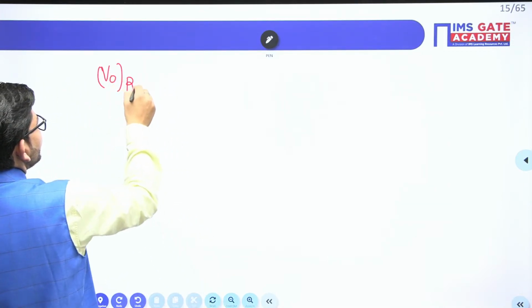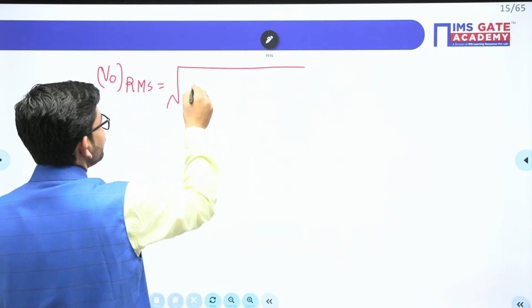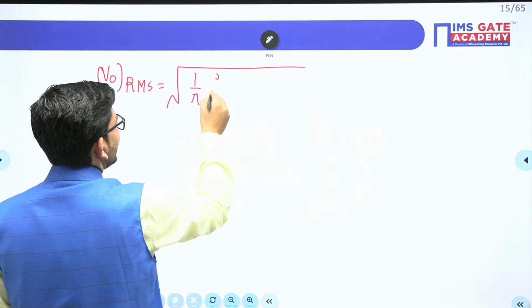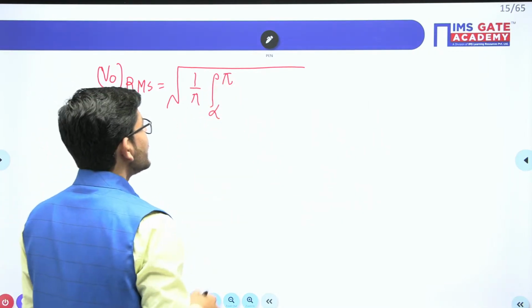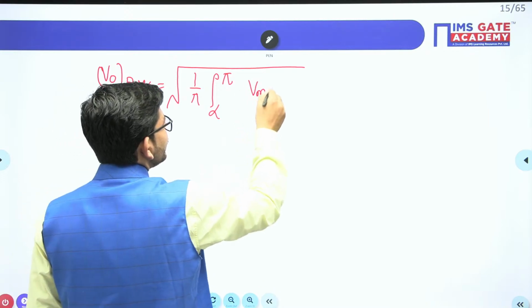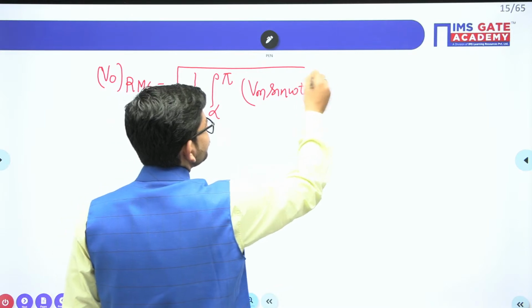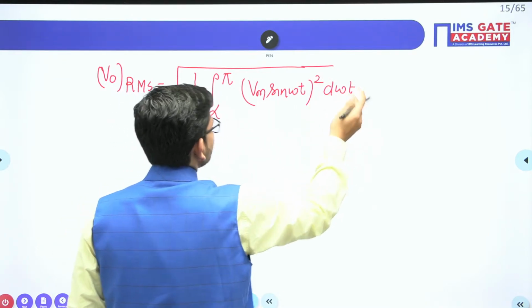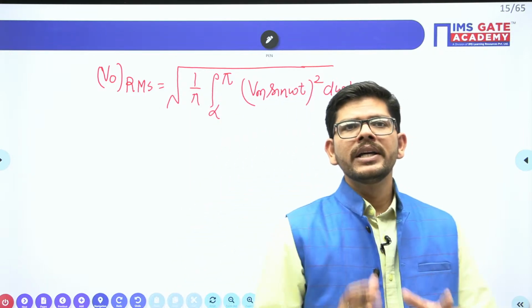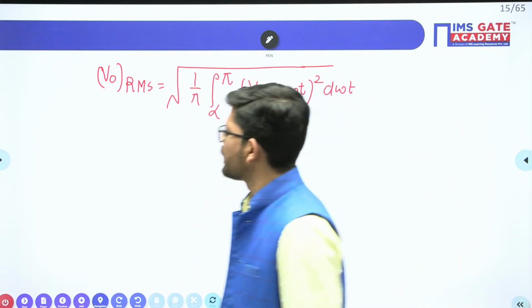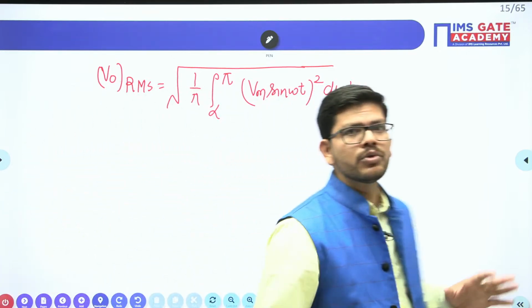The RMS value of the output voltage will be, we have the time period which is 1 by pi, and during that time period we get the output voltage from alpha to pi, and that output voltage will be Vm sin omega t square. When we integrate this full expression, we will get the RMS value of the output voltage.